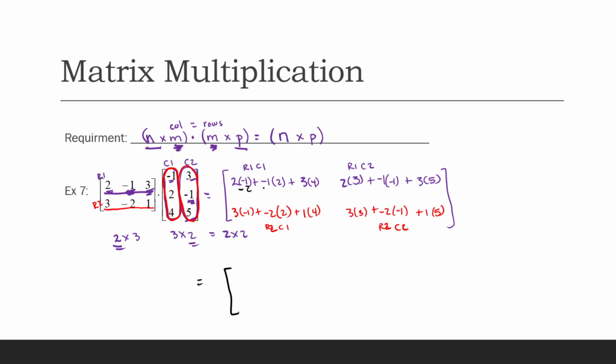So I have negative 2 plus negative 2 plus 12, so that gives me an 8. 6 plus 2 plus 15, excuse me, that's plus 1, isn't it? That gives me a 22. Okay, and then here I have negative 3 minus 4 plus 4. And then lastly, I have 9 plus 2 plus 5. So that's a 16. And there's my end result.